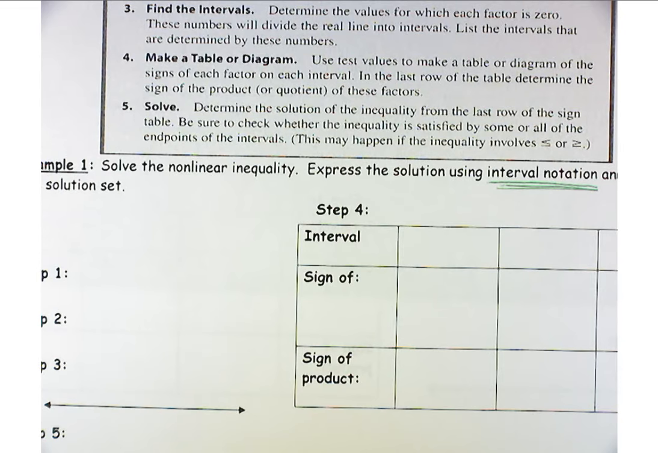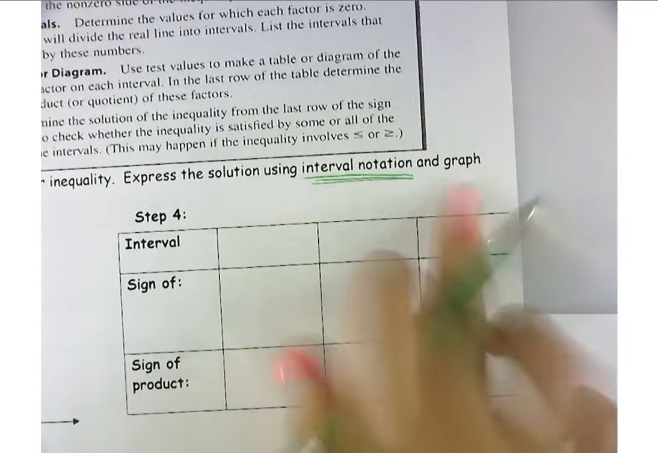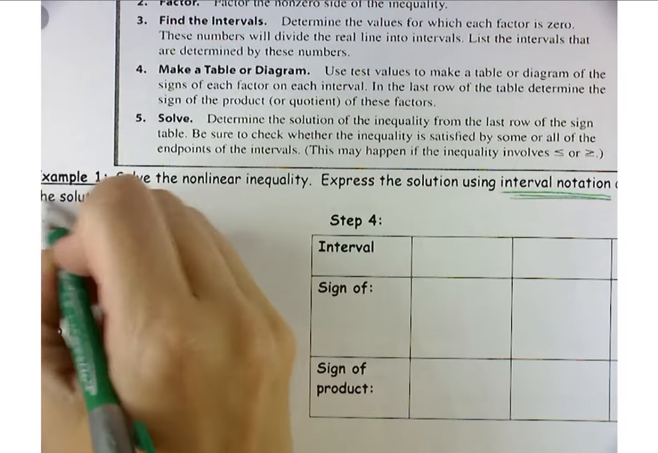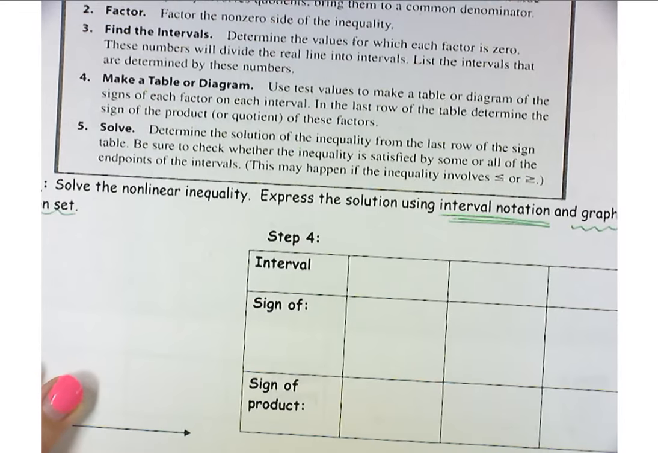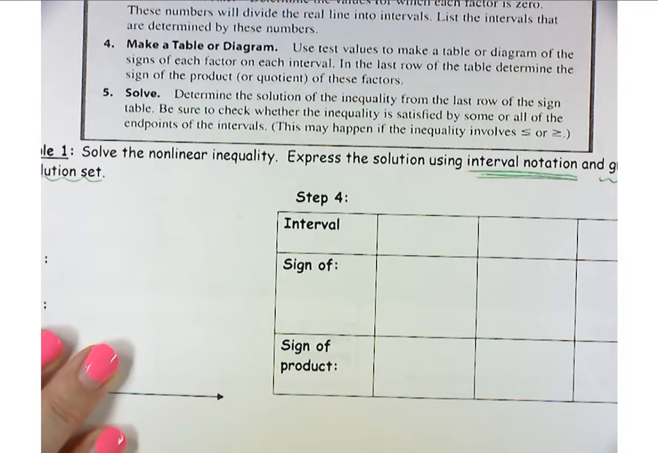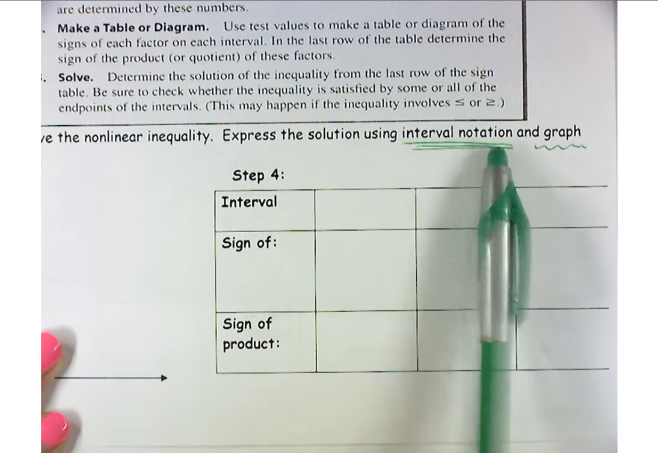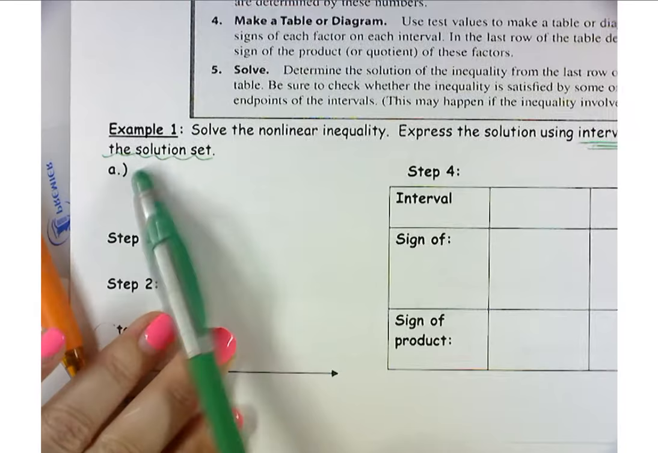So all of your answers for this are going to be in what notation? Interval. And then we are also going to graph the solution set. When you're graphing the solution set of an interval, it is going to be on a number line. So your solution is going to have two pieces: the interval, which is in interval notation, and the graph of the solution set.